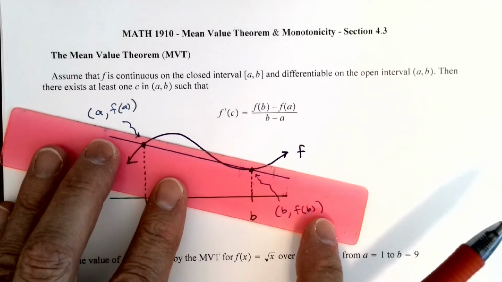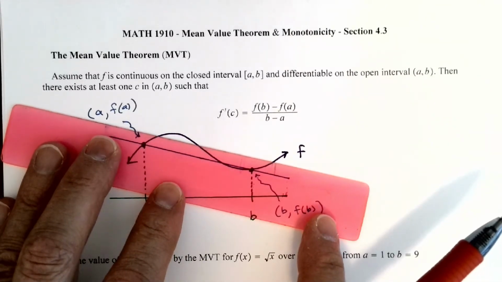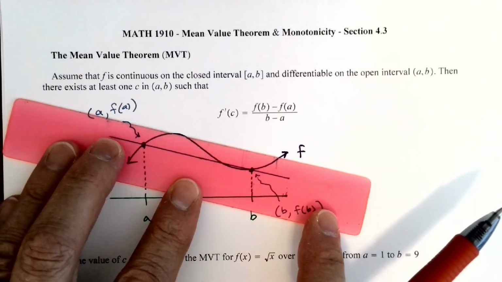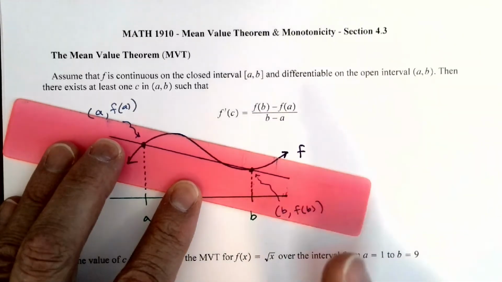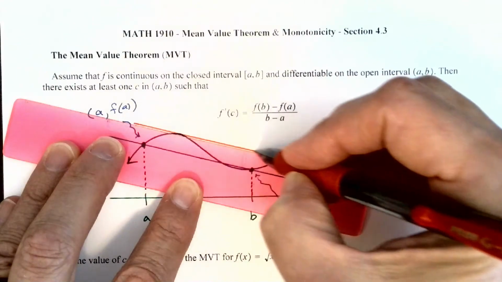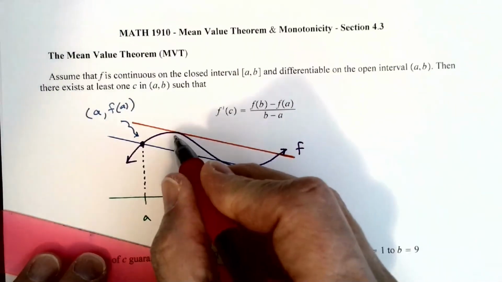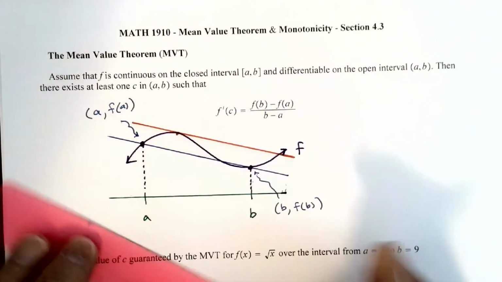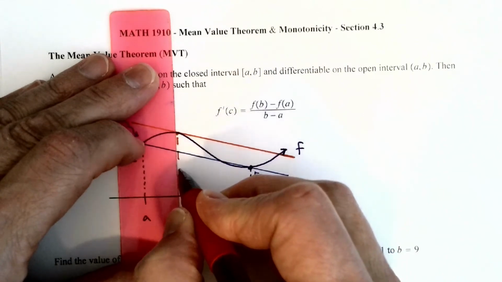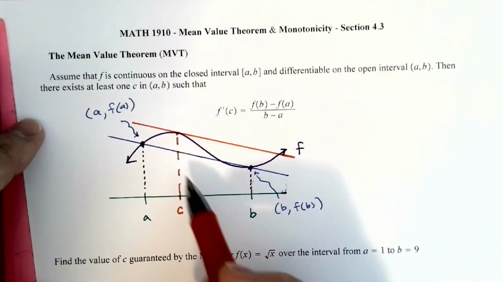And I keep moving this up until what? I want to become tangent to the graph of f. And I become tangent right about there. Right? So now if I draw this line here, that's the tangent line to the graph of the function f, where? Well, right about there, and let's drop that down. Right. There's one c that's guaranteed by the mean value theorem.